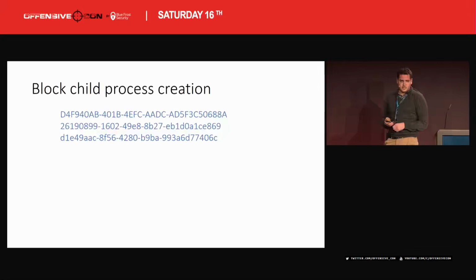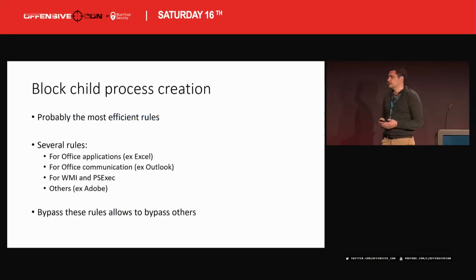So, block child process creation. This is a set of rules which implement that, probably the most efficient rules. When you enable this policy, you can prevent Office applications from creating a child process. Meaning basically, you prevent any kind of malware attack that's ongoing in the wild. You can also prevent Office communication applications like Outlook from spawning child processes. You can prevent WMI and PSExec from spawning child processes, and I think a lot of pen testers will not like that. And there are other rules like Adobe, but I'm not going to talk about them, but the bypass is pretty much the same.